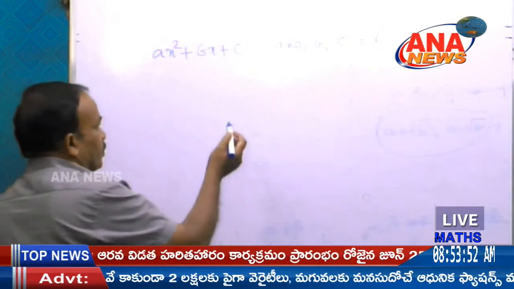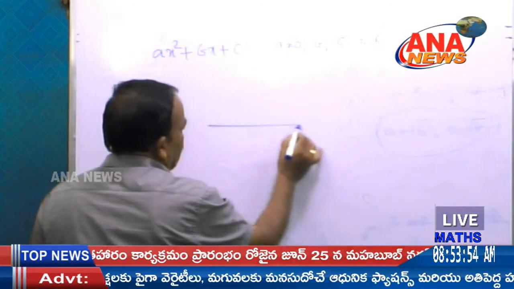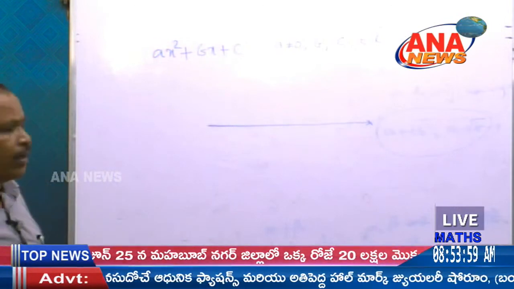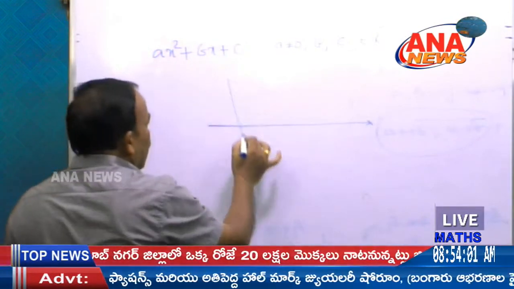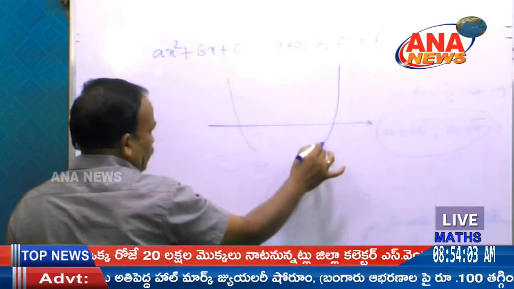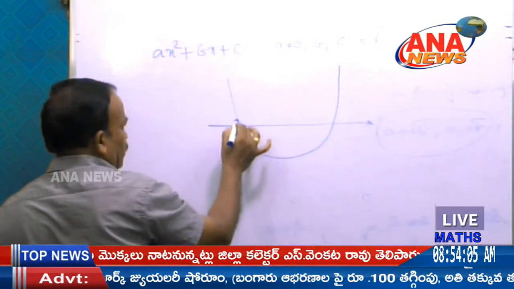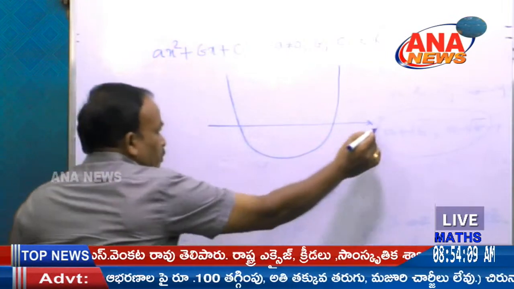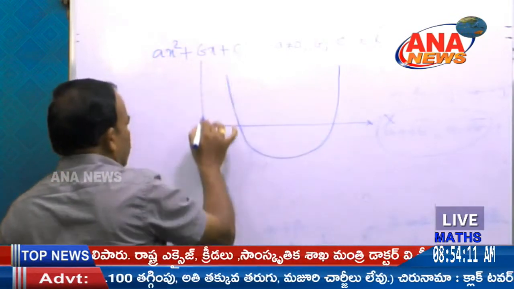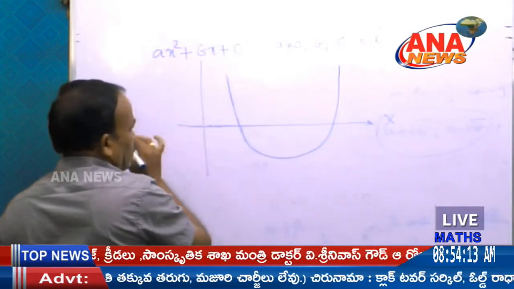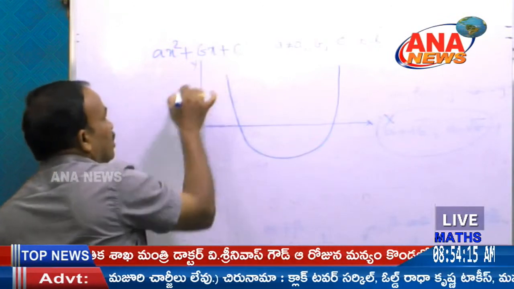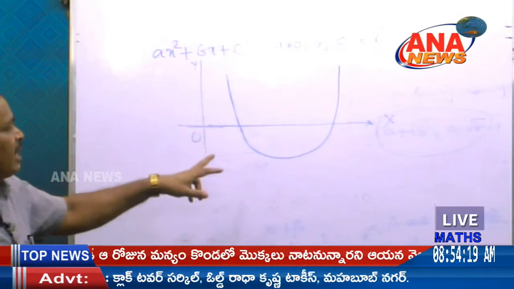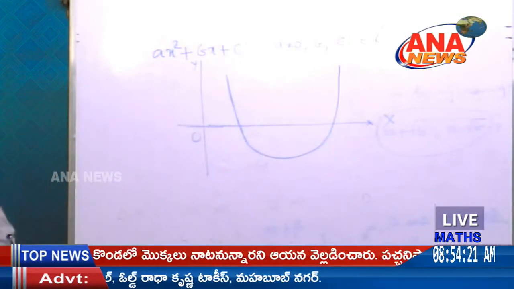Here, suppose this is the x-axis, this is the origin, and this is the y-axis, of course. Ax square plus bx plus c represents this parabola.